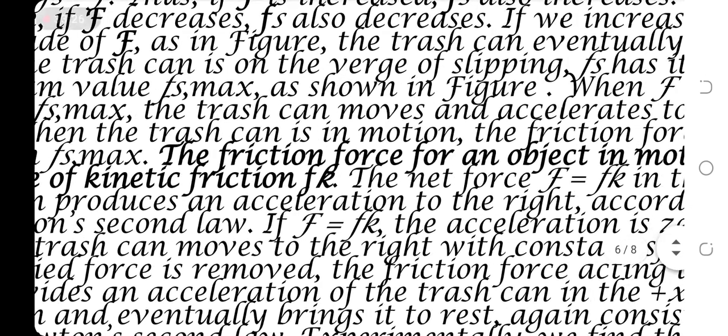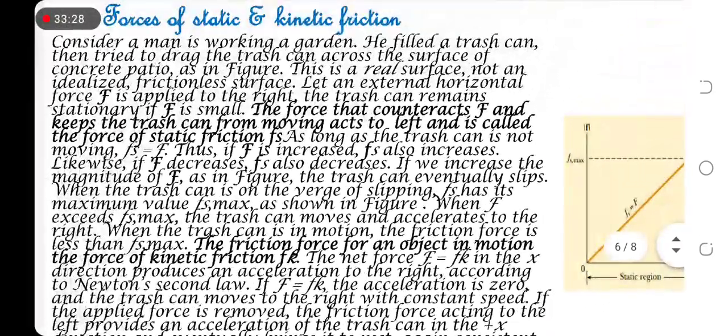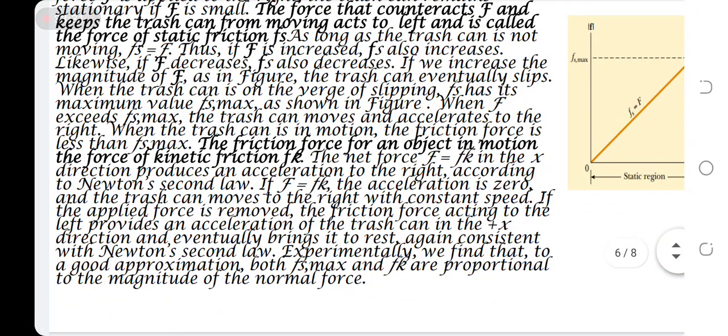The friction force for an object in motion is the force of kinetic friction. Fk can be used to represent it. So the net force at that time, F minus Fk in the x direction, produces an acceleration to the right. According to Newton's second law, if F is equal to Fk, the acceleration is 0 and the trash can moves to the right with constant speed.